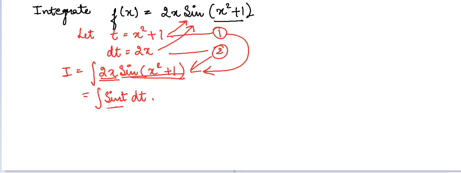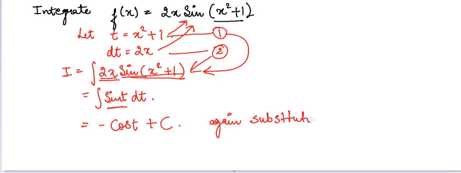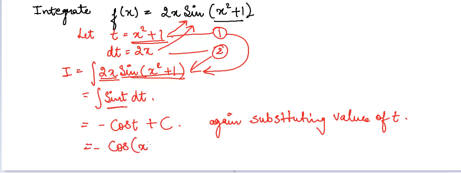Now you know the integration of sin t is minus cos t. So you will write it as minus cos t plus c. Now again substituting the value of t, which is x square plus 1, you will get minus cos(x square plus 1) plus c. So this is your answer. This is how you are going to solve the problems of substitution.